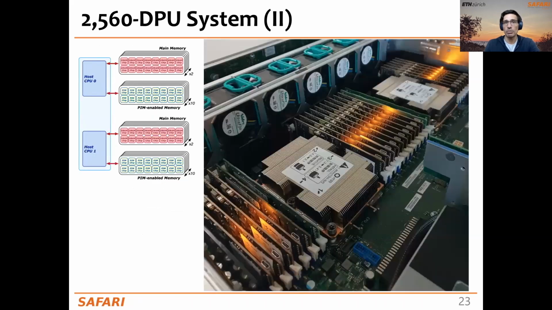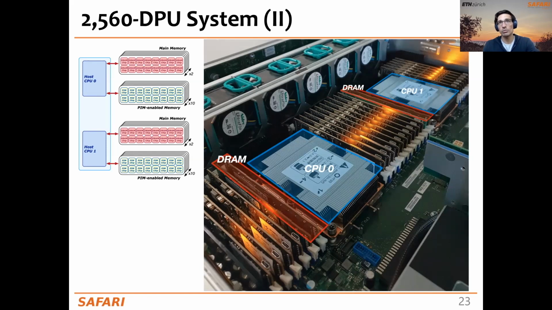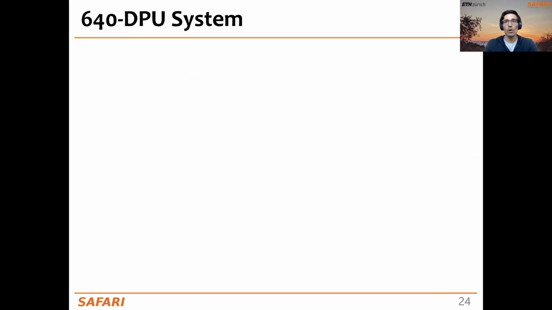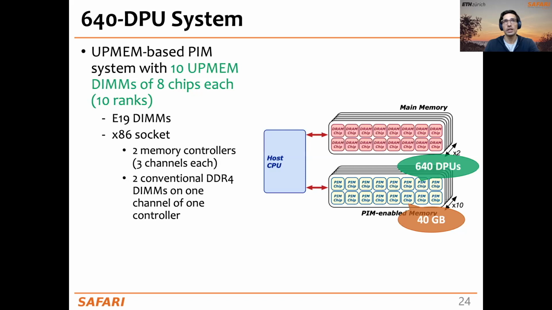And here you have a picture of the system itself where you can identify the 2 CPUs, CPU 0 and CPU 1. These are the DRAM DIMMs connected to either CPU 0 or CPU 1 and the PIM enabled DIMMs. We were also working with a smaller UPMEM-based PIM system of 640 DPUs and up to 40 gigabytes of PIM-enabled memory. In this case, it's a single socket CPU.